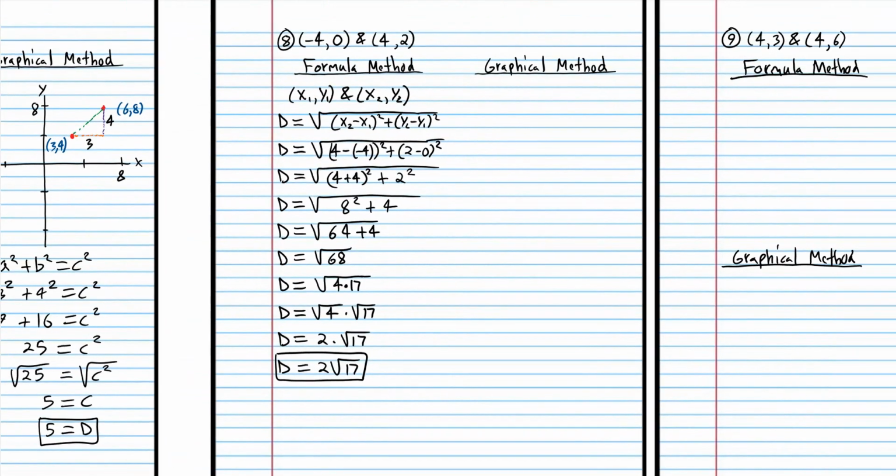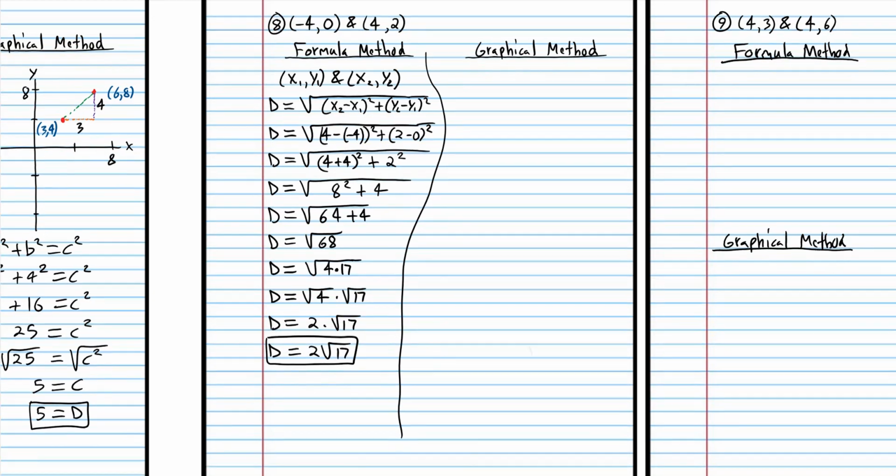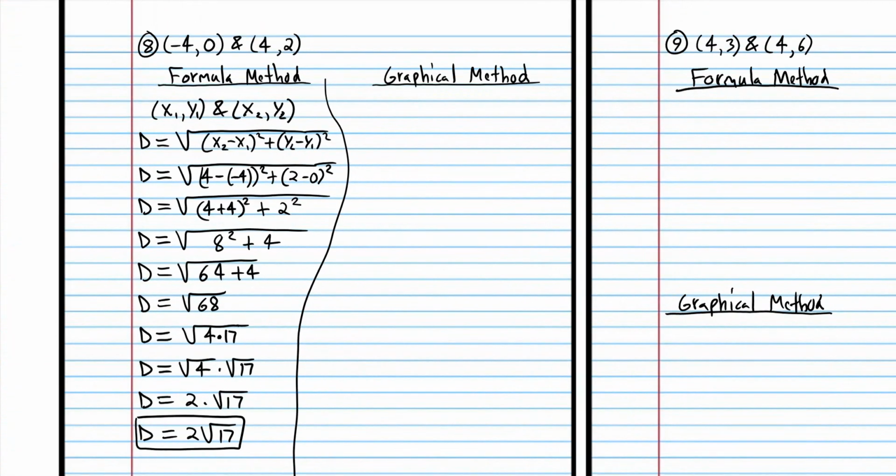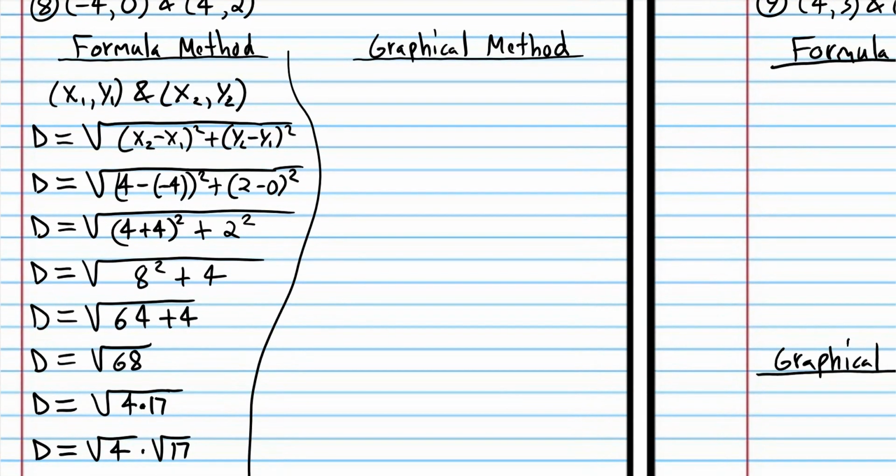So now we're going to go on to the graphing method. Again, if you got that answer, you used the formula method, you can just go on to number 9. If you used the graphing method and you did something wrong, you can watch my explanation, or if you just want to check your answer, just skip forward.